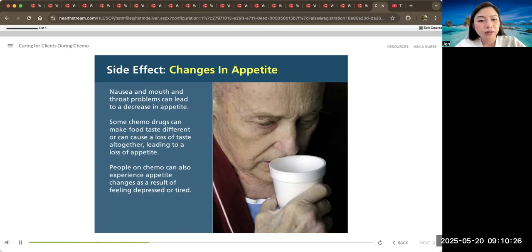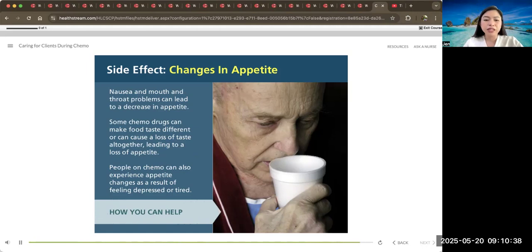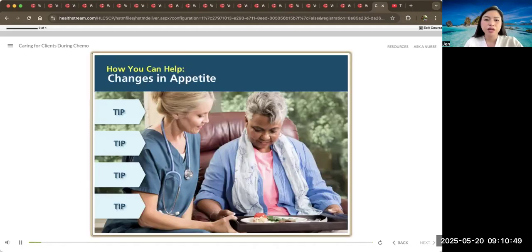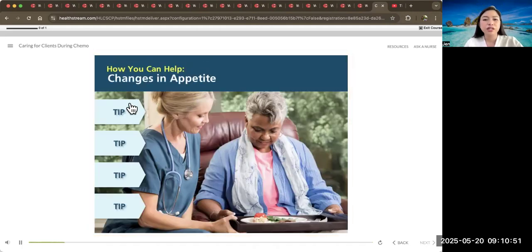Nausea and mouth and throat problems can lead to a decrease in appetite. Some chemo drugs can make food taste different or it can cause a loss of taste altogether, leading to a loss of appetite. People on chemo can also experience appetite changes as a result of feeling depressed or tired. So, how can you help? Changes in appetite.